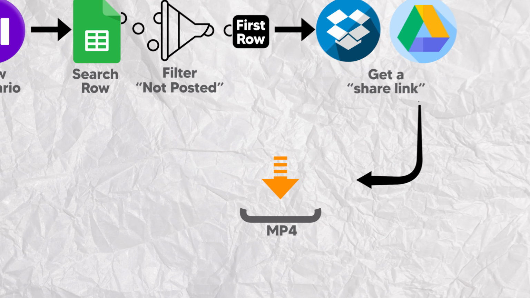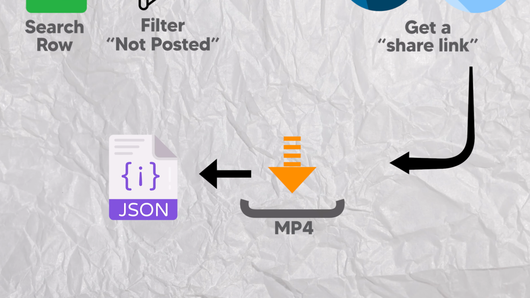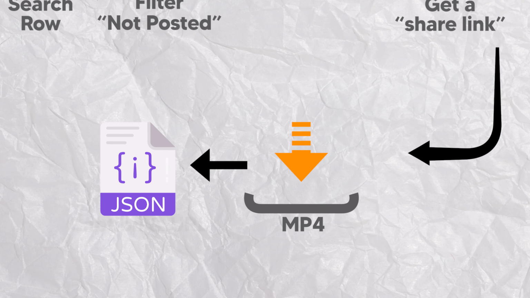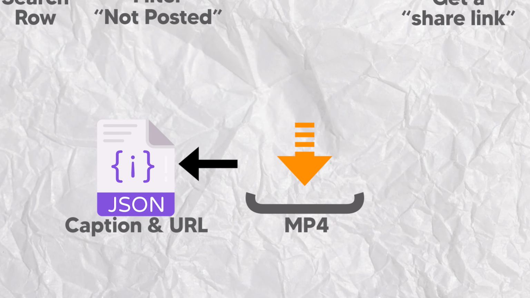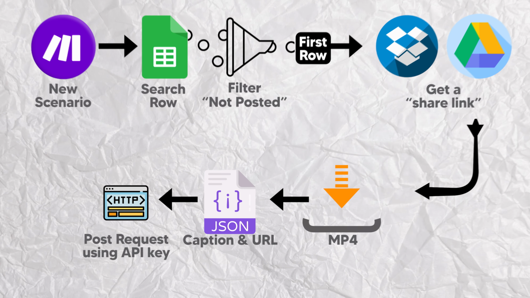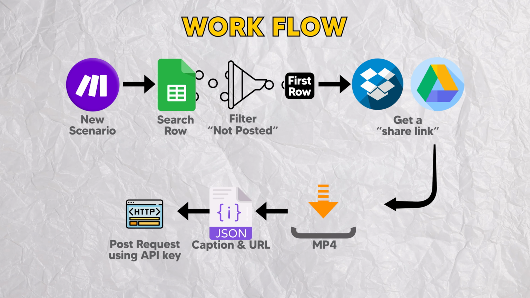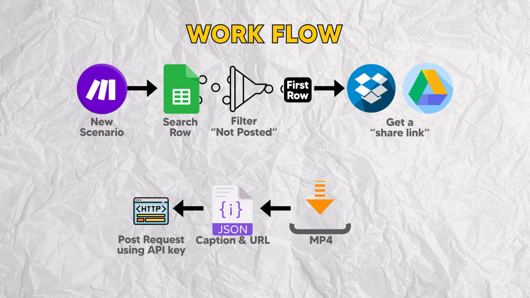Now you need to structure the post. So add a JSON module to format the post for TikTok. This will include the caption from your sheet and the video URL from your storage cloud. Keep the formatting simple and make sure TikTok is listed as the platform. Then add an HTTP module and make a post request to AirShare using your API key. Paste the JSON body in and hit test. If everything is working, your video will now post to TikTok automatically.